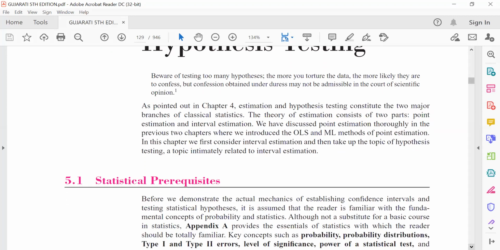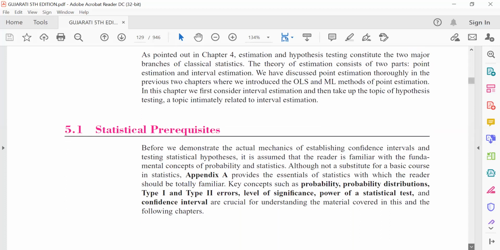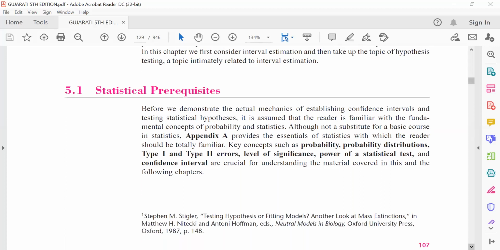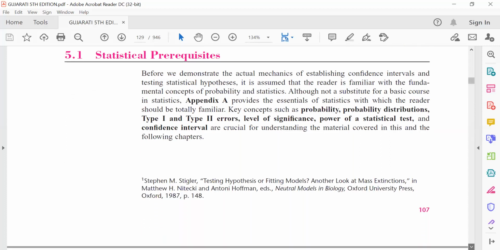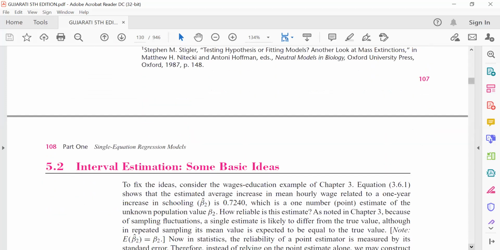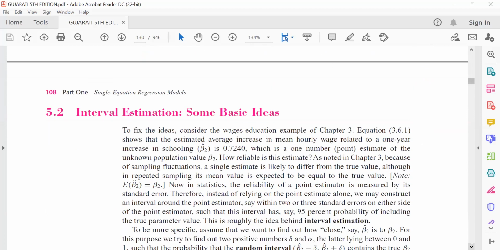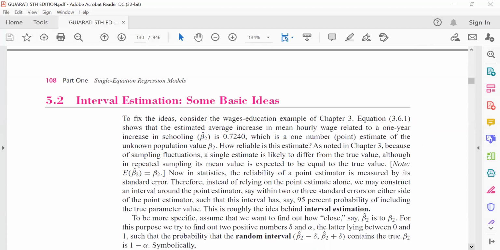In previous lectures, we have discussed the ordinary least squares method to estimate the parameters, and now we are going to look at interval estimation. Okay. Interval estimation, some basic ideas. To fix the ideas, consider the wages-education example of chapter 3.